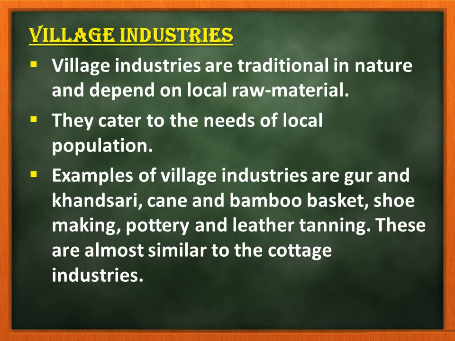Next is village industries. Village industries are traditional in nature and depend on local raw materials. It is also traditional in nature, not modern, and it depends on the availability of local raw materials. They cater to the needs of the local population. So they will be manufacturing the products that are needed for the local population. Examples of village industries are gur and khandsari, cane and bamboo baskets. Gur and khandsari are the byproducts that come from sugar. Cane and bamboo baskets, shoe making, pottery and leather tanning.